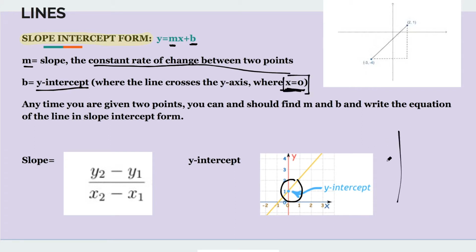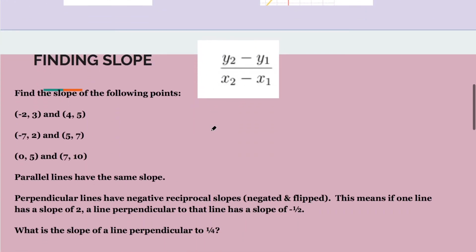making the connection that where your line crosses the y-axis, no matter where it is, that's where x equals 0. This is going to be extremely important on the SAT and the ACT. Anytime you are given 2 points, you can find the slope and you can write the line in slope-intercept form, which we will do on a later slide.